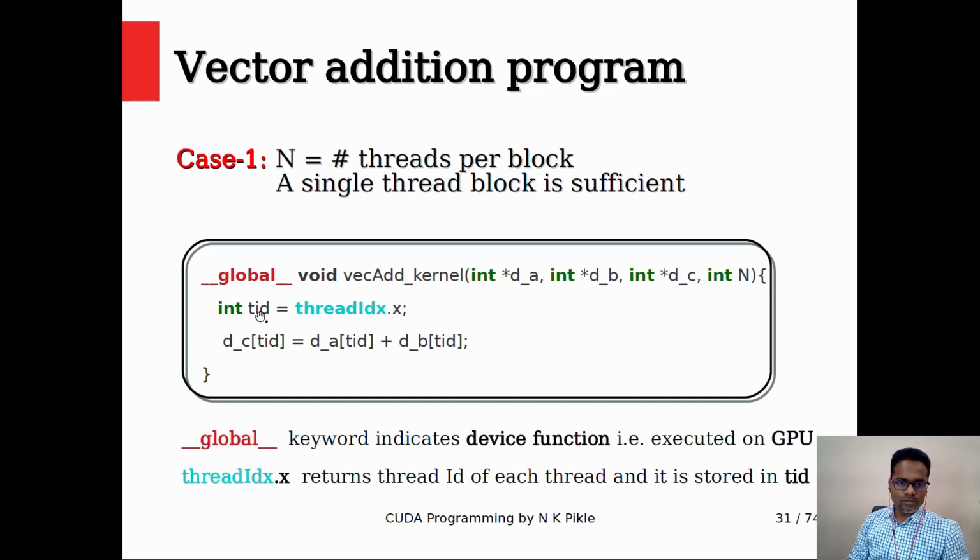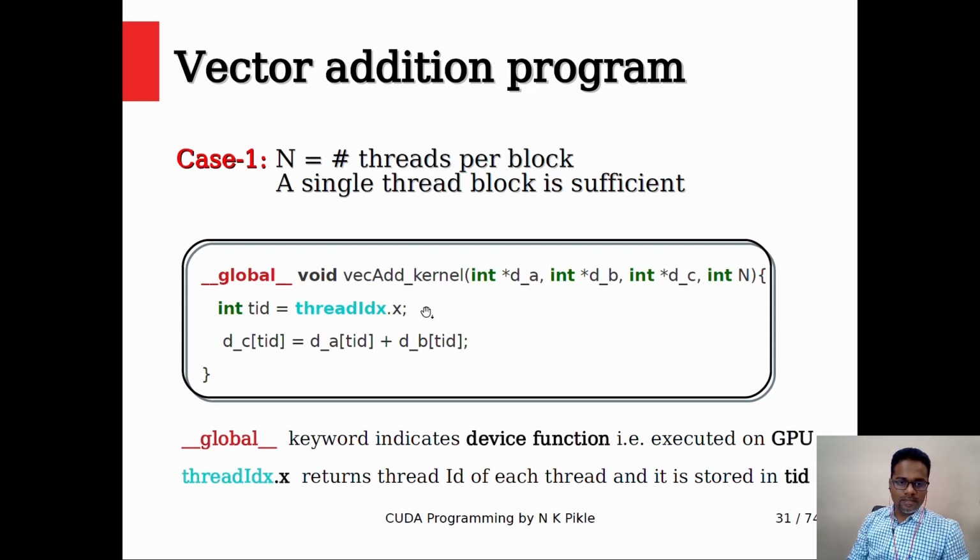So for thread 0, it will create the tid variable and it will hold the value 0. For thread 1, it is going to create a new variable tid which is going to hold value 1. For thread 2, a new variable tid is created which holds value 2, and so on. So this will happen for 128 threads. Now all these 128 threads have their own tid variable, and its value is the corresponding thread id value.